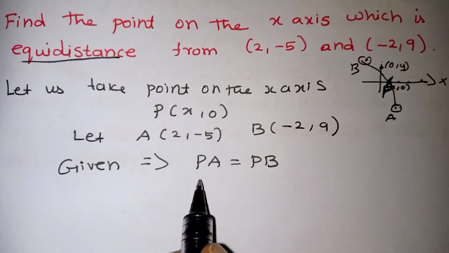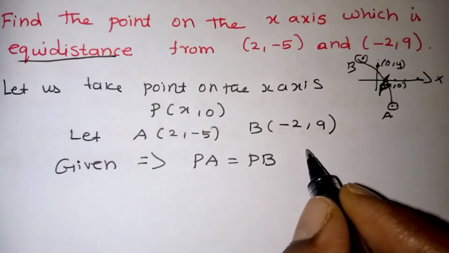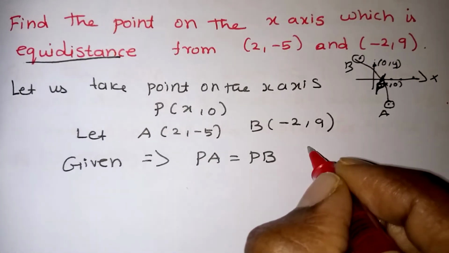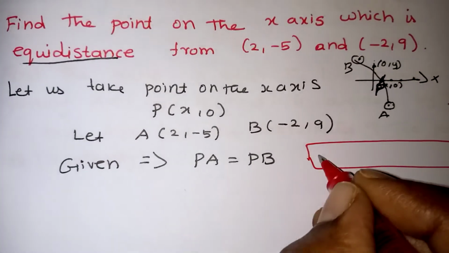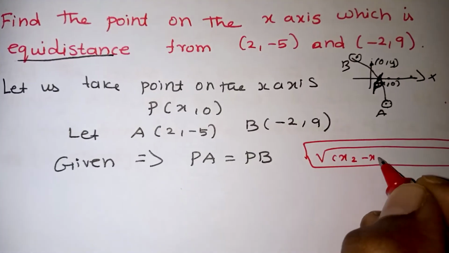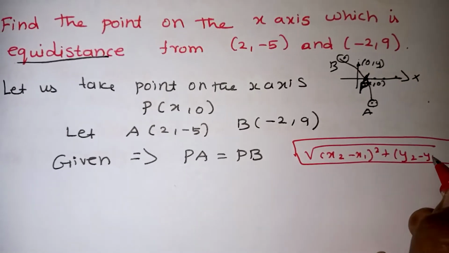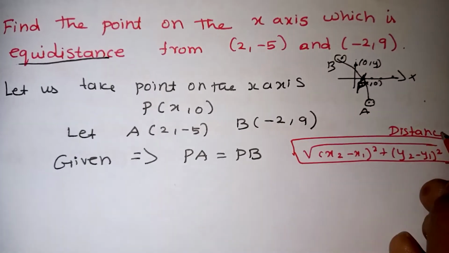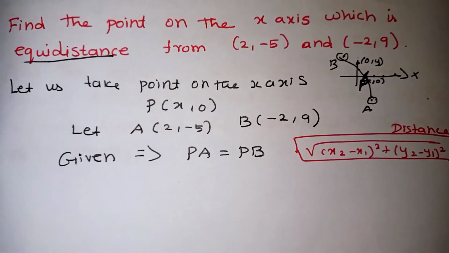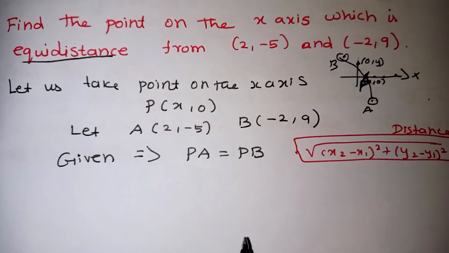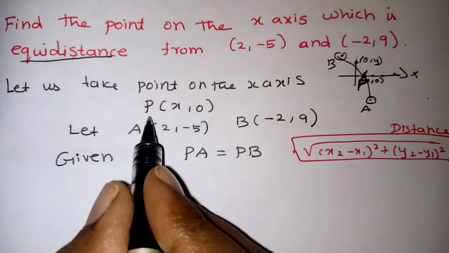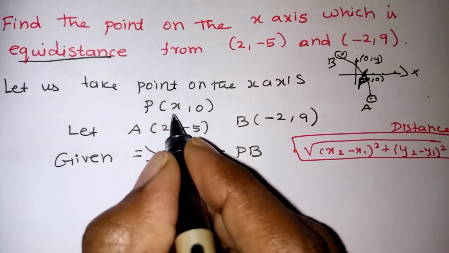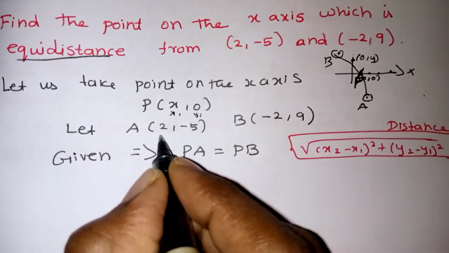So let's apply it now. The distance between P and A, we know the formula actually. For your reference, I am just writing it here. The distance formula is the square root of (x2 minus x1) the whole squared plus (y2 minus y1) the whole squared. This is the distance formula for any 2 points. Now we are going to apply it for PA, and then we have to apply it for PB also. For PA, with points P and A, this is x1, y1 and this is x2, y2.